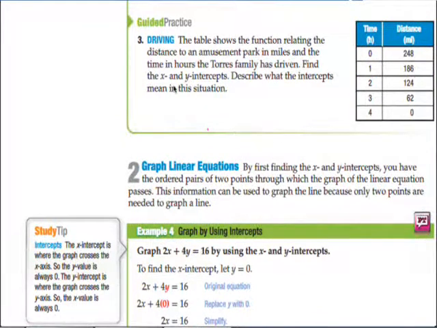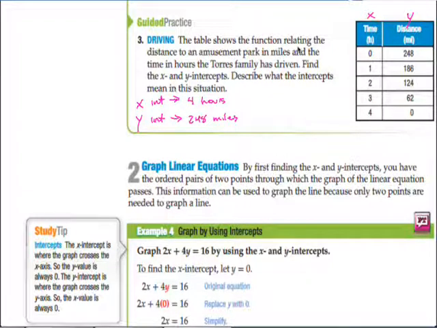Let's take a look at number 3. All right, so find the x and y intercepts. So time is x, distance is y. So the x-intercept is when y is 0, and the y-intercept is when x is 0. Okay, so the x-intercept here is when y is 0, so that's 4 hours. Okay, the y-intercept here is at 248 miles.